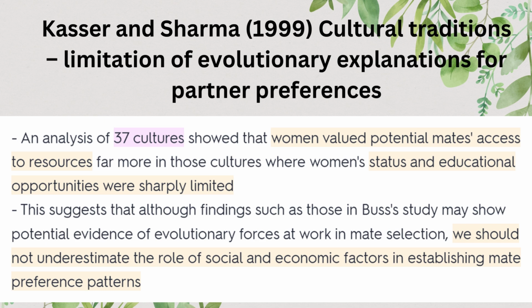So an analysis of 37 cultures showed that women valued potential mates' access to resources far more in those cultures where women's status and educational opportunities were sharply limited. This suggests that although findings such as those in Buss's study may show potential evidence of evolutionary forces at work in mate selection, we should not underestimate the role of social and economic factors in establishing mate preference patterns.